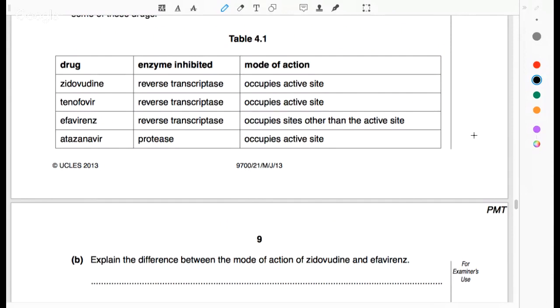Okay, so words that we're looking for are competitive and non-competitive. Enzymes, really important there. First two bullet points. So zidovudine is a competitive inhibitor, while efavirenz is a non-competitive inhibitor.